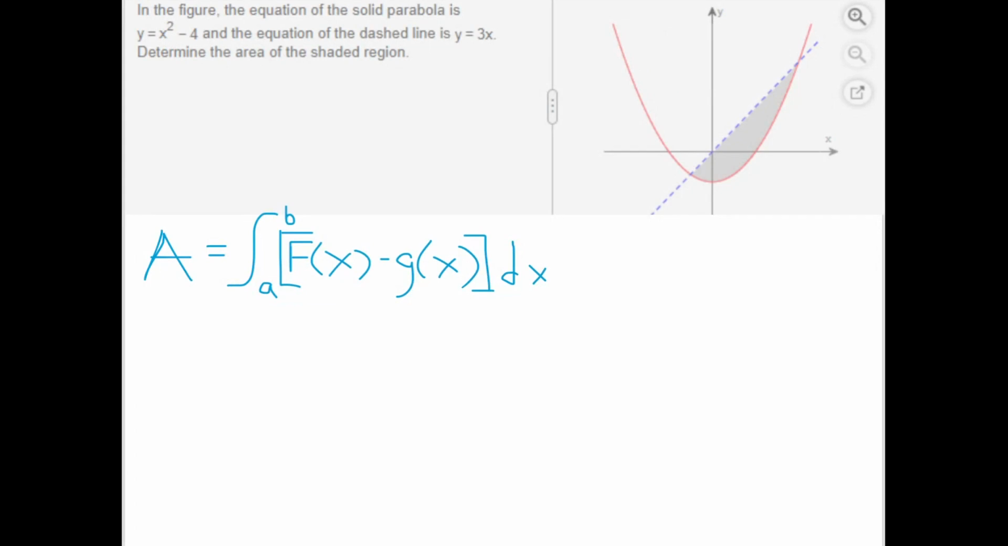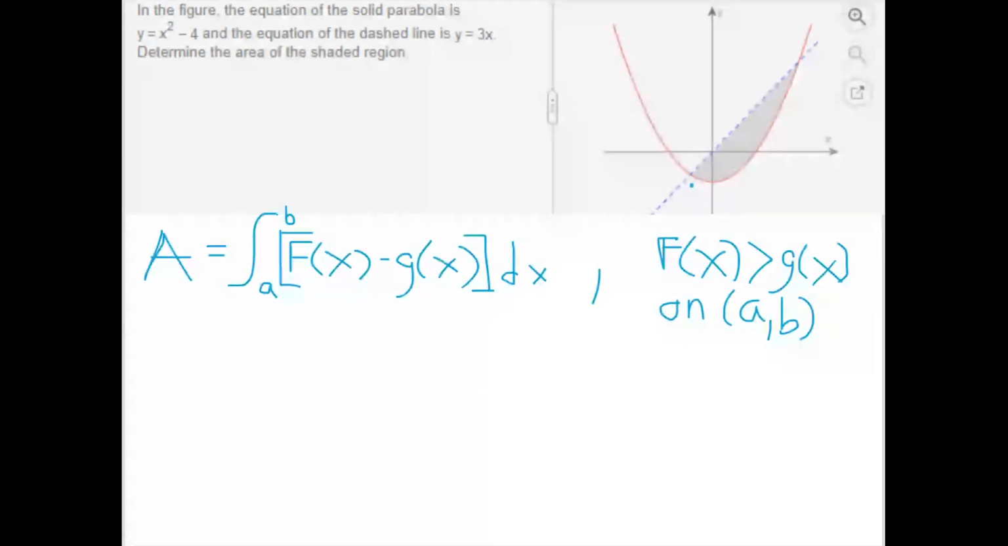So let's label those. f of x is greater than g of x on the open interval from A to B. This is just the general formula. Notice I didn't say greater than or equal because we're not including the endpoints. Yes, they are equal at A and B, those two intersection points at those x values, but I'm just saying that it's greater on the open interval.